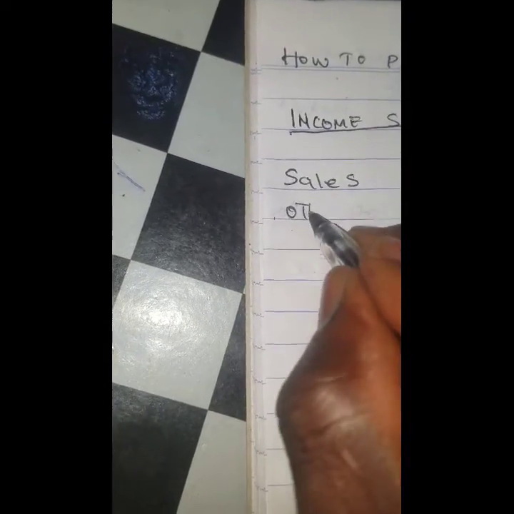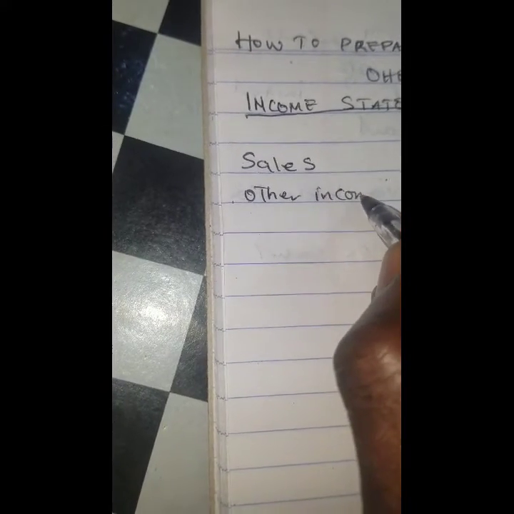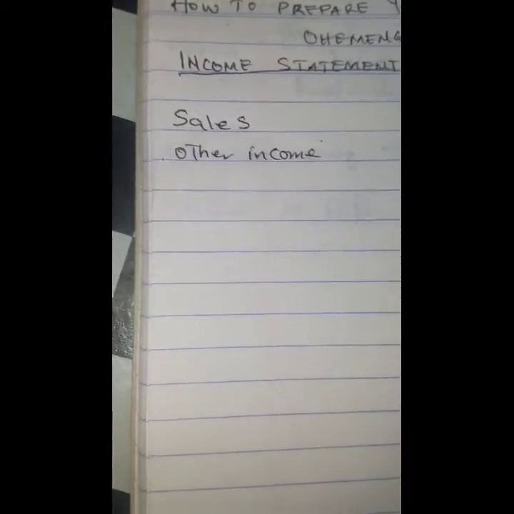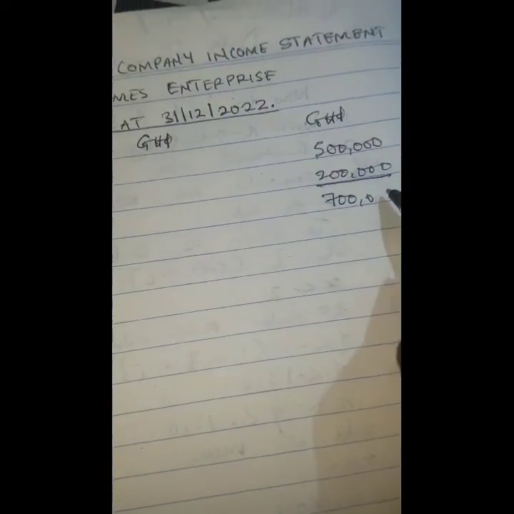The company has other income. He has made another investment elsewhere. So your other income is, let's say, 200,000 Ghana cedis. So aside from that, you sum this together, and you get 700,000 Ghana cedis.